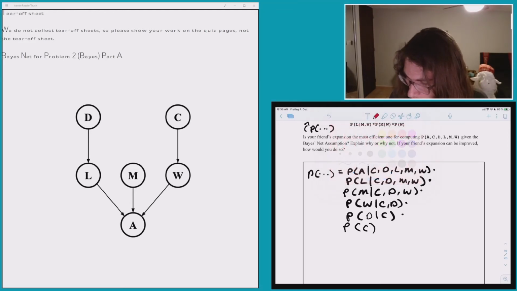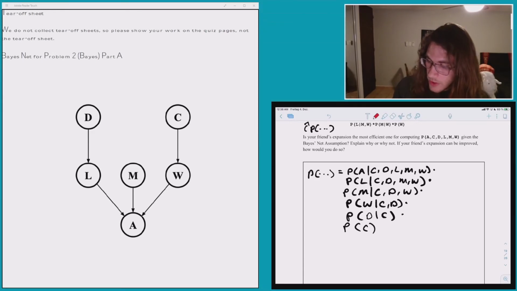And now I'm just going to take my red pen and start eliminating variables that are conditionally independent of each other. So let's start with A. The Bayes net assumption says that A is independent of its non-descendants given its parents. D and C are non-descendants, so I can eliminate those. And I can continue with L: its parent is given, so M, W, and C can be eliminated.